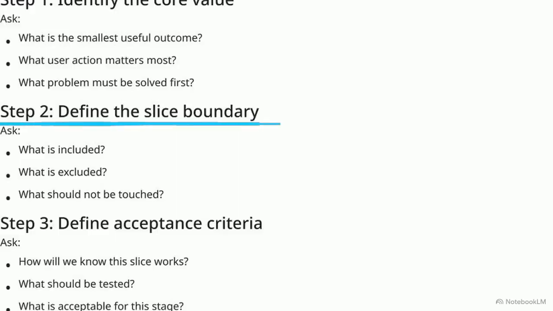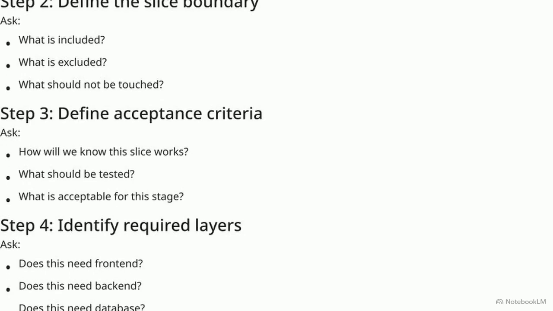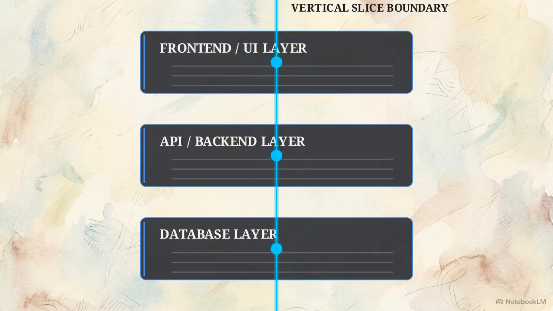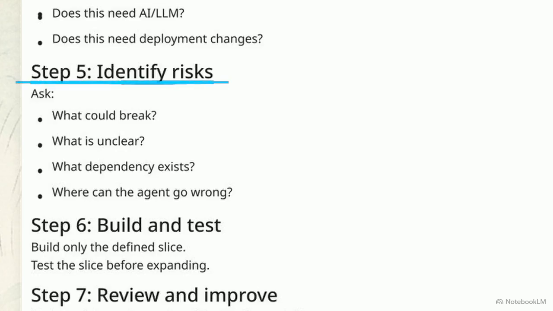Before generating code, explicitly define the edges of the work, what is included, and crucially, what is excluded. Next, establish strict acceptance criteria, deciding exactly how you will test the feature to know the slice functions correctly. Step 3 is mapping out the required layers. You identify exactly which parts of the database, API, and front-end need to be modified, and where this new code intersects.